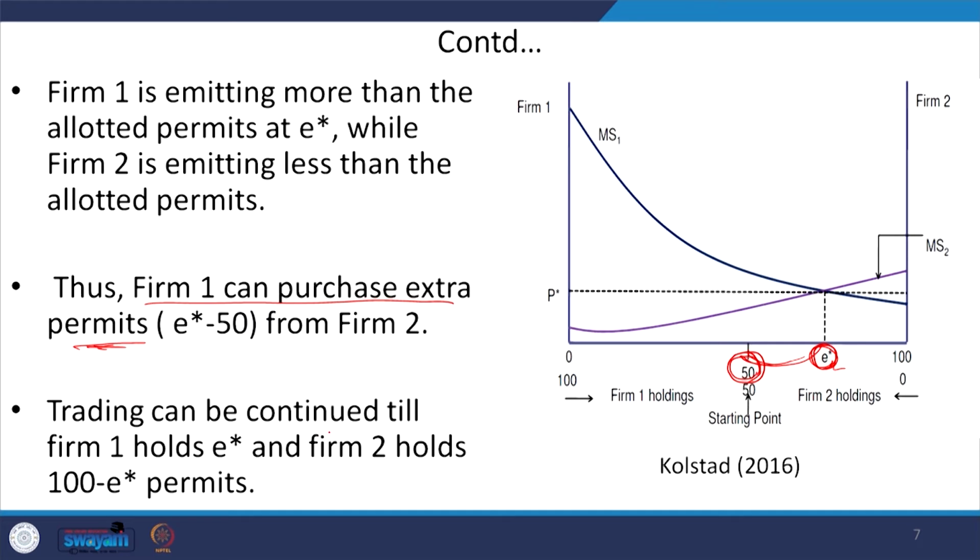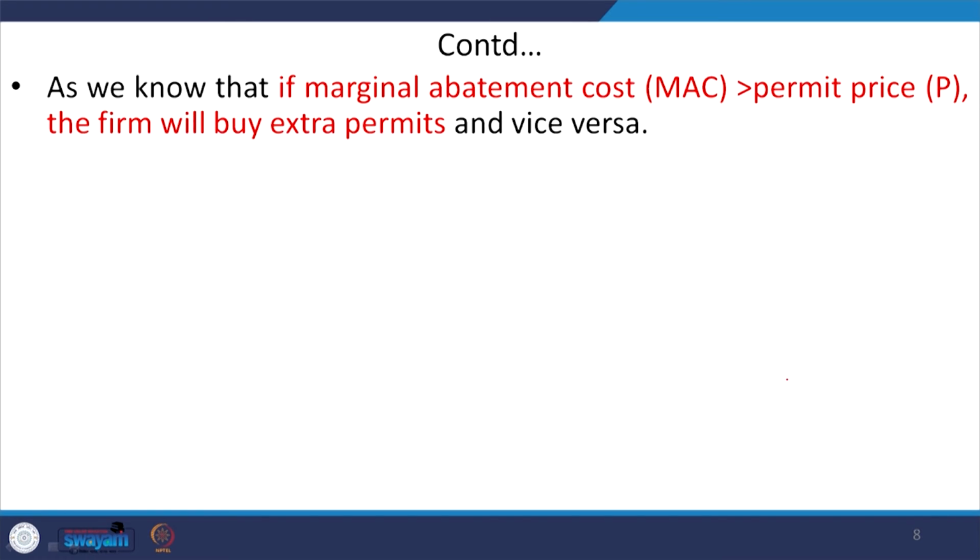So, this trading procedure can be continued till farm 1 holds E star of permits and farm 2 will obviously be holding how much? 100 minus E star of permits. So, till this point is restored, the transaction can be continued.